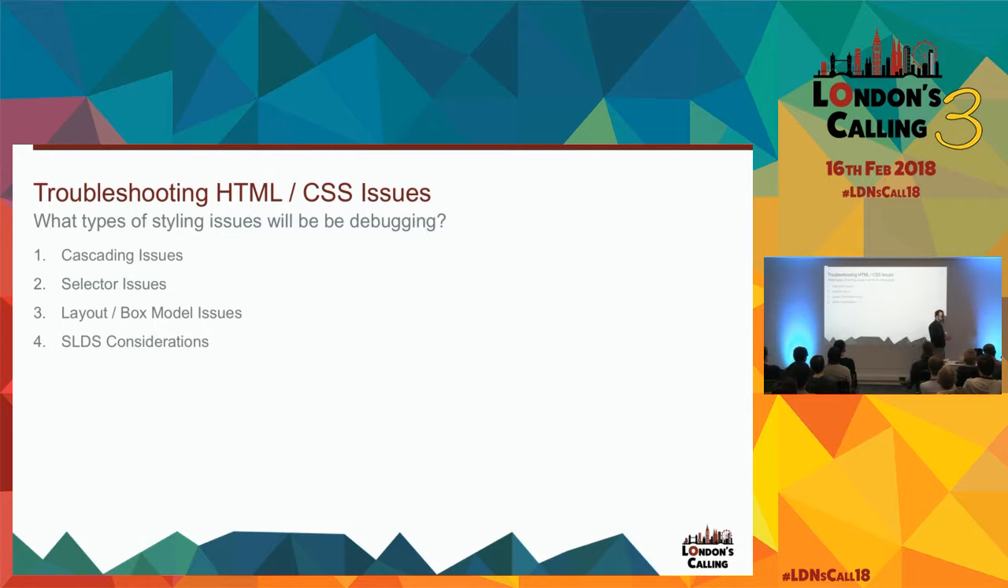We're responsible for styling. We have to figure out why this div is showing up on the right side of the screen when it should be showing up on the left side of the screen. Okay, why does this element not have a red border around it when I told it it should have a red border? CSS is the bane of every developer's existence.